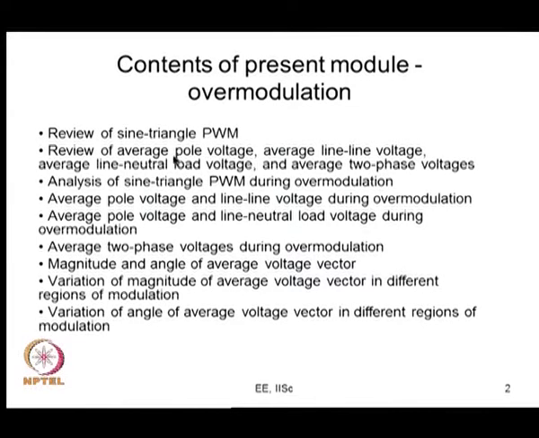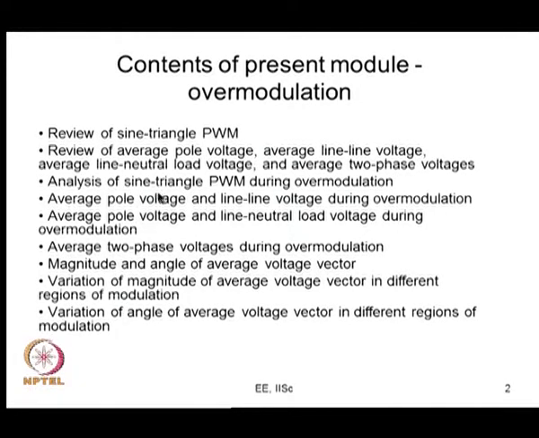Basically, the pole voltage is the voltage at the midpoint of a leg measured with respect to the DC bus midpoint. Average pole voltage would mean the pole voltage averaged over a carrier cycle. Similarly, the line to line voltage is the output between the two output terminals of the inverter, say R and Y, and that is averaged over a sub cycle or a half carrier cycle. That is what you call the average line to line voltage.